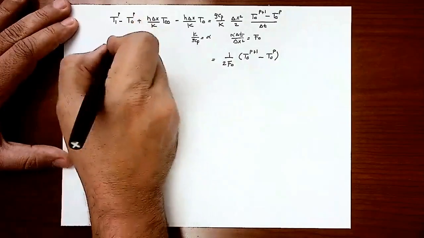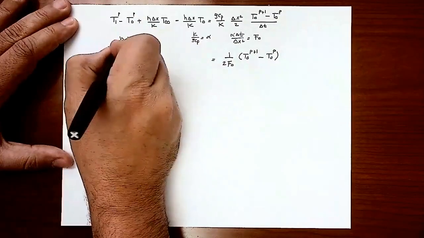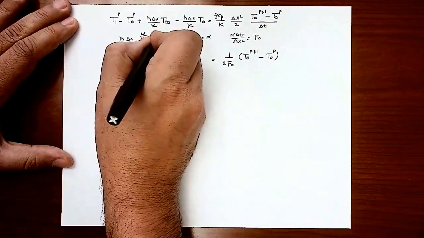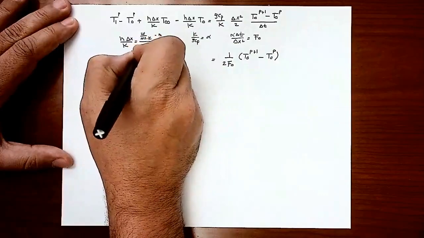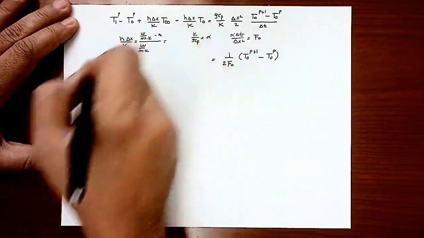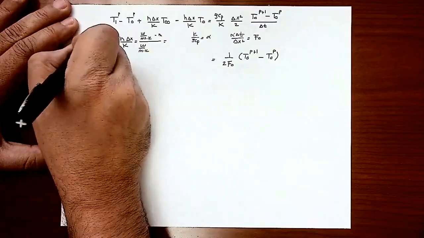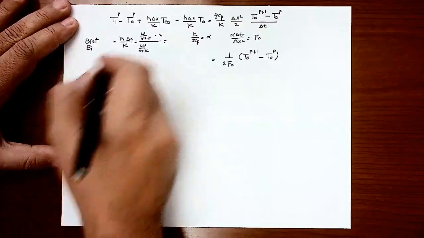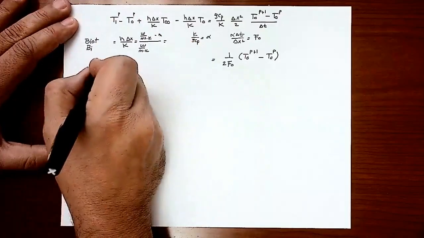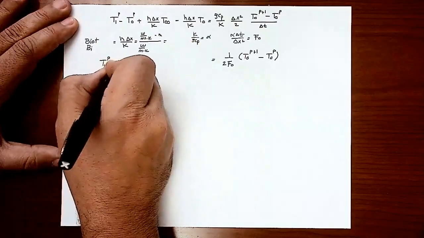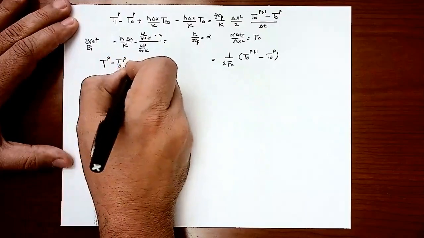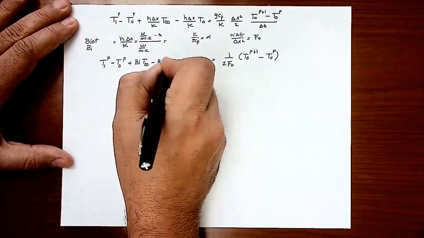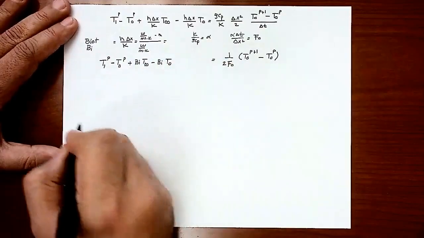And now I'm going to take that h delta x over k. I look at the units. It's watt per meter squared Kelvin times meter divided by watt per meter Kelvin. You're going to be surprised that it's a dimensionless number. We call that the Biot number, and we give it Bi as a symbol. So I can rewrite the above equation to be T1 at p minus T node at p plus Biot number times T infinity minus Biot number times T node, equal to this term.